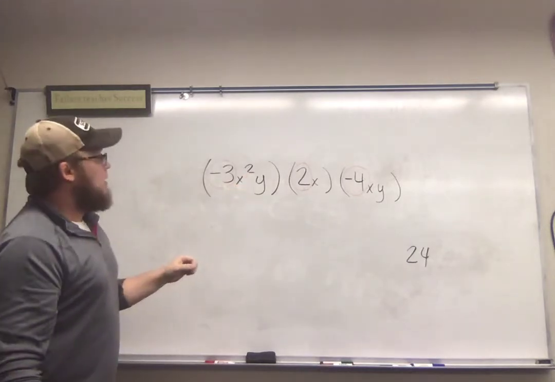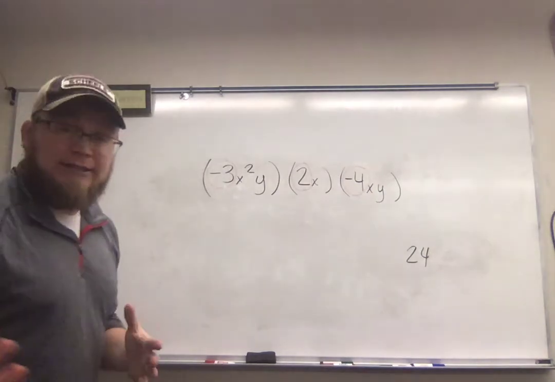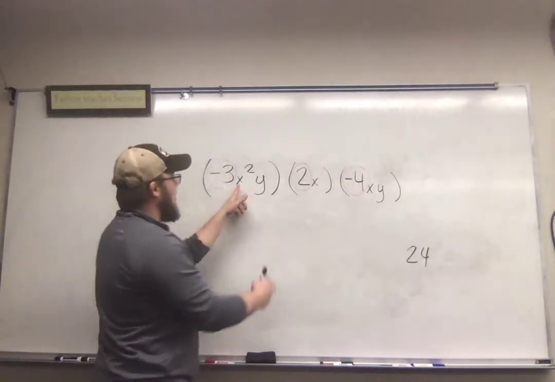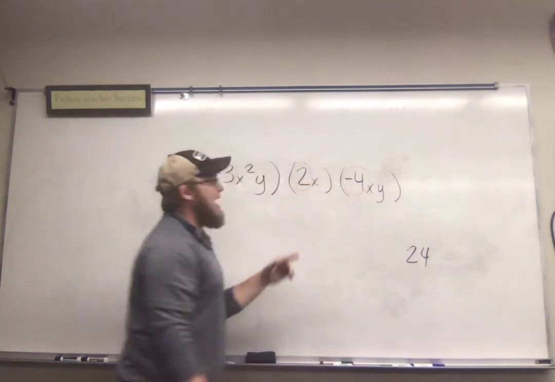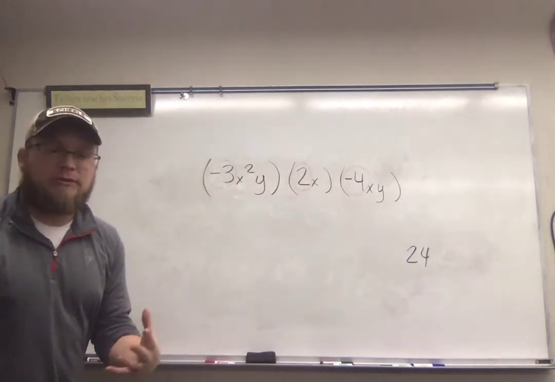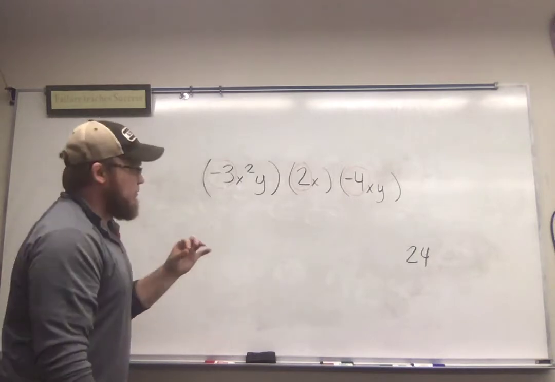Okay, so now we're going to count all the x's. And when you have an unknown number, you don't multiply these together like this. You actually add the variables. Okay, that's a little bit strange.